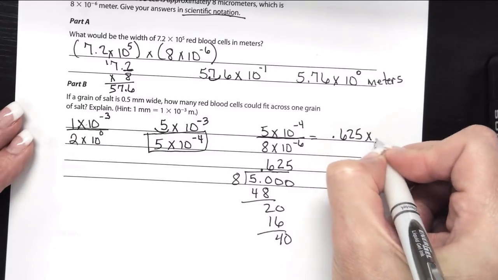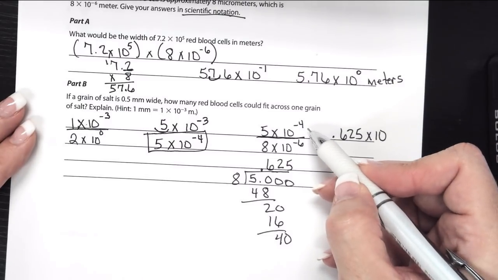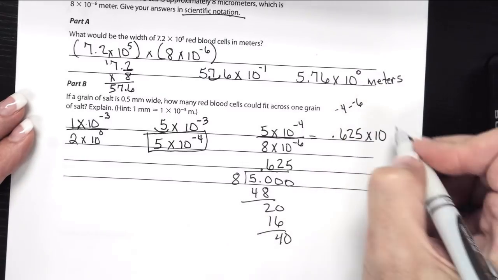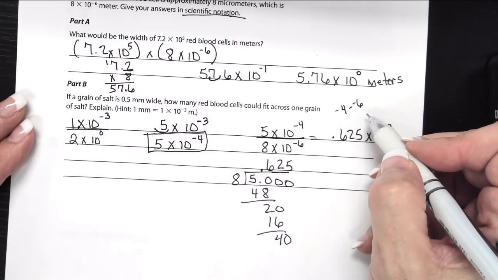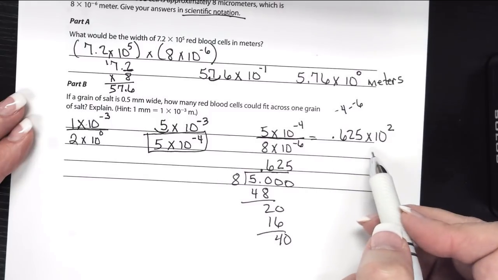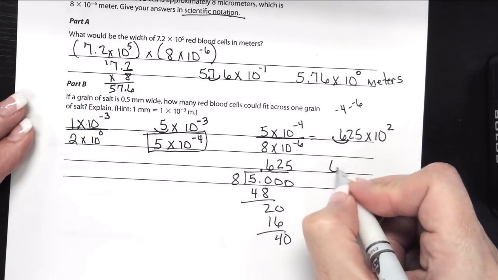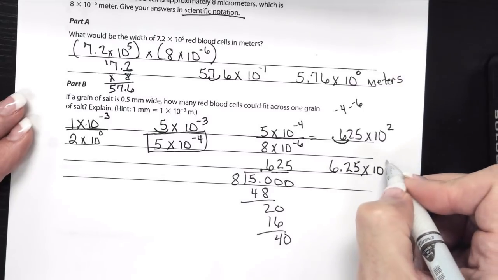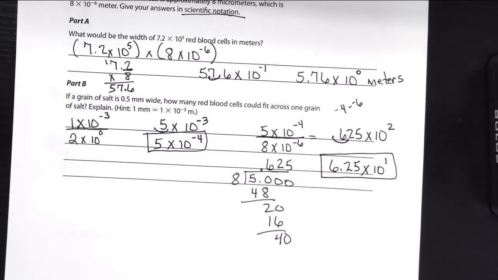So I have 0.625 times 10. Now, exponents, when they're stacked, we subtract. So -4 minus -6. Think about that. -4 minus -6 is really 2. Keep change, so that's the same as having -4 plus 6. Now, my answer is still not in scientific notation. The decimal's not in the right spot. It needs to move here. And when I move the decimal to the right, my exponent decreases. So 6 25/100 times 10 to the first would be my final answer. Okay.